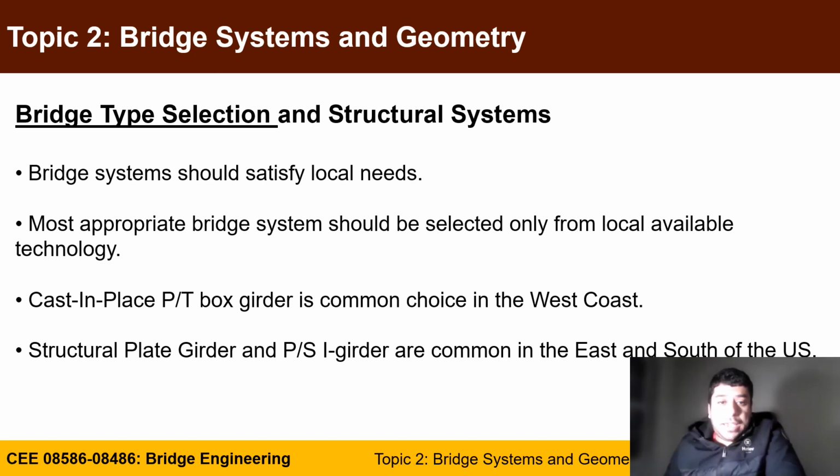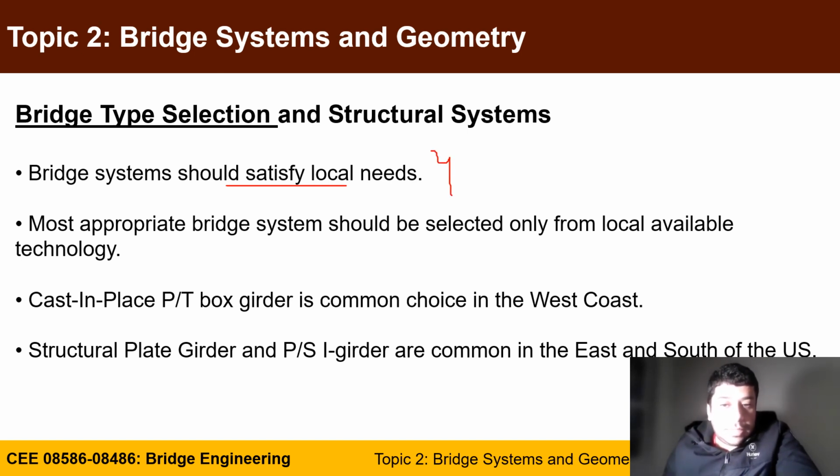Generally speaking, bridge type selection should satisfy local needs. This means that when you build your bridge in a certain state, you have to follow the needs for trucks. Trucks differ, such as a special permit truck, not a design truck, as we can discuss later during the loading, and they differ from one state to another. Girder types differ. Environmental conditions differ. So you have to follow local needs.